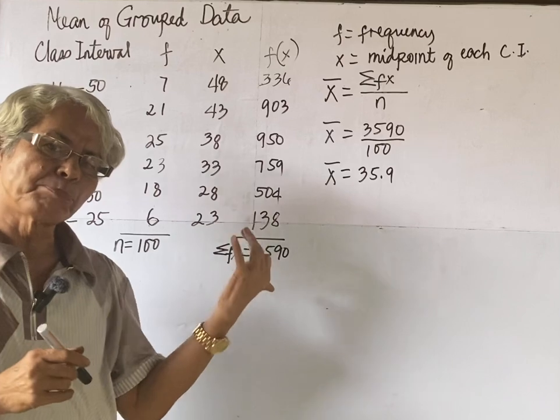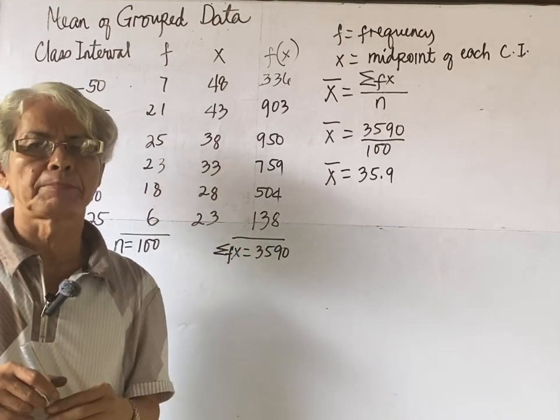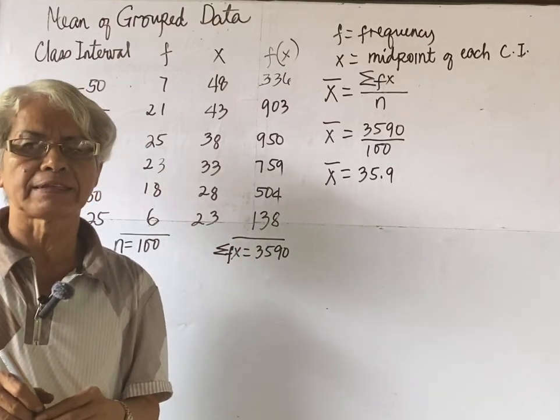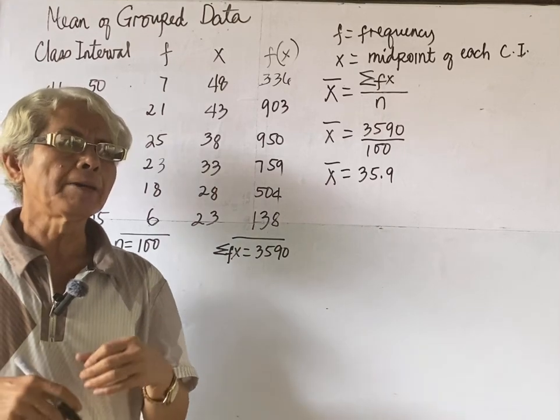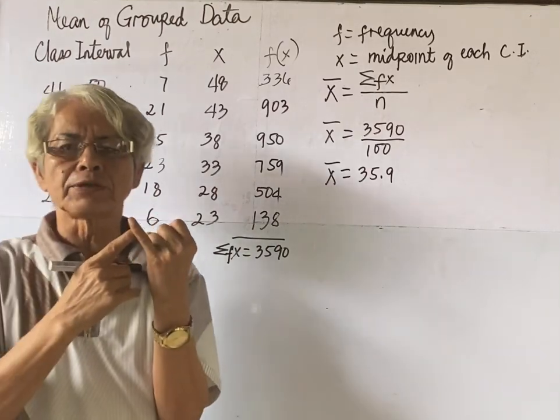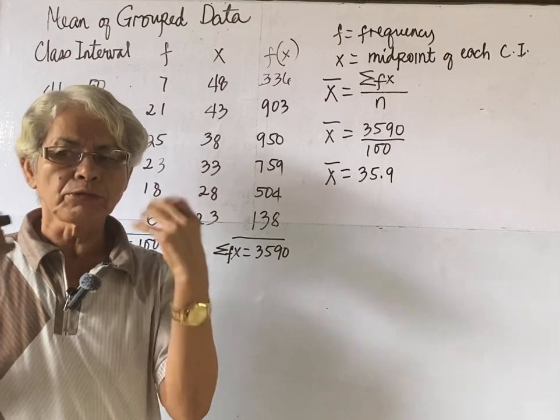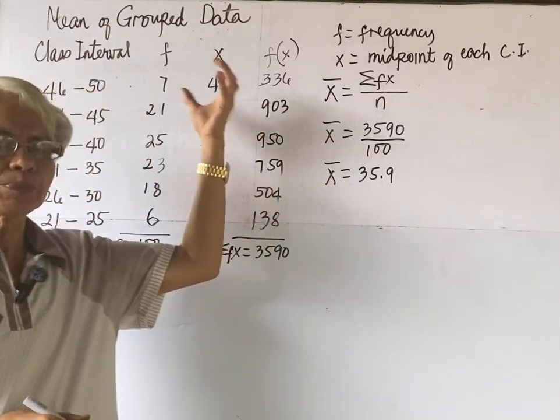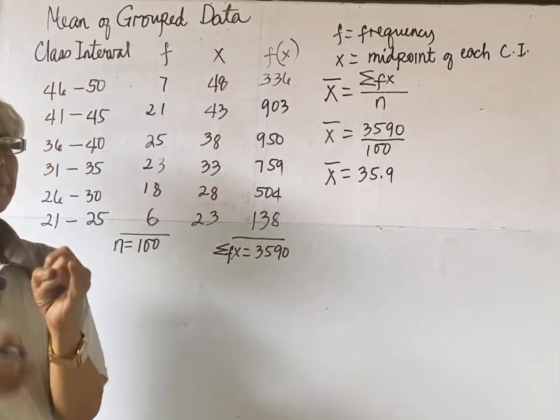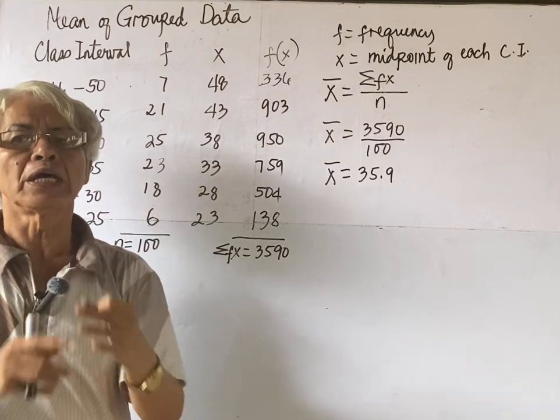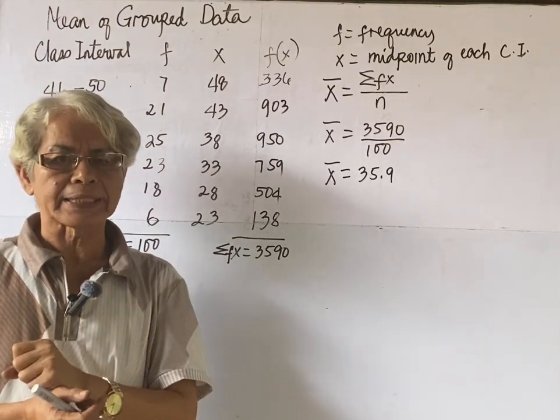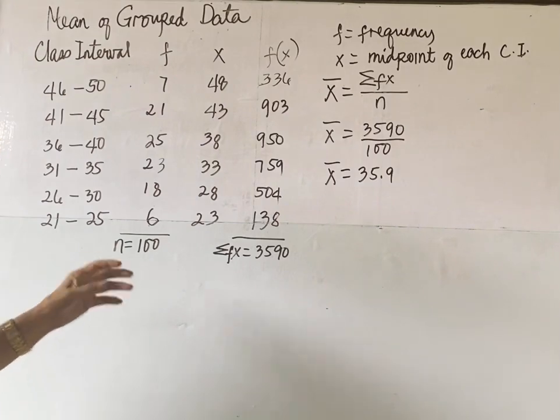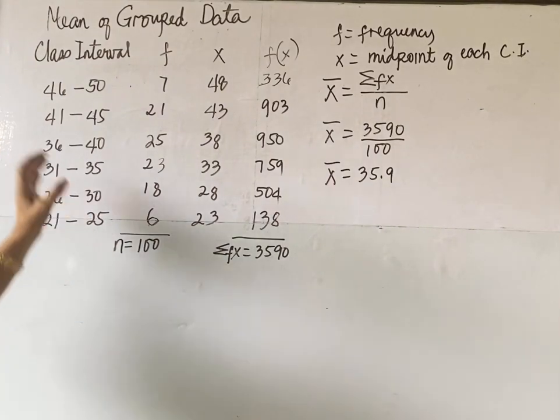Doon sa nauna kong video patungkol doon sa measures of central tendency, ang ating data doon ay ungrouped. So today, doon naman tayo ngayon sa group data. Okay? Hahanapin natin ang mean, median, and mode doon sa group data. So papaano ba nasasabing group data? Nakagrupo.